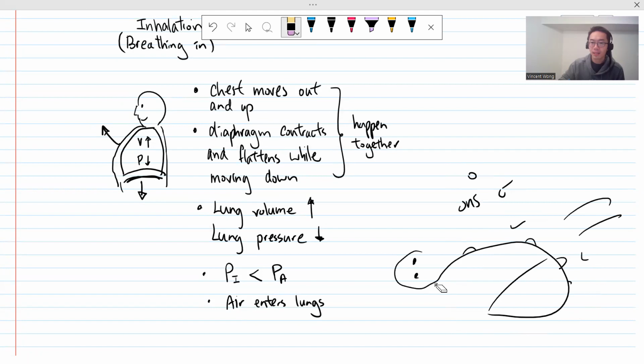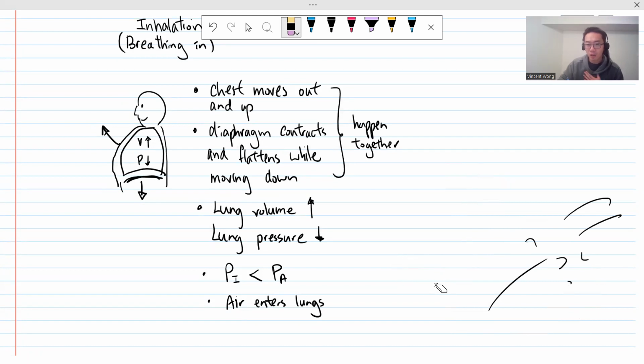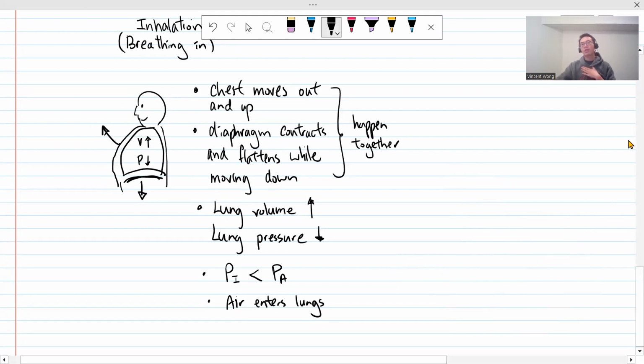If something heavy is on your chest, you also cannot breathe, because you cannot lift the chest. Without lifting the chest, you can't change the pressure. You can't breathe. Any questions at all?